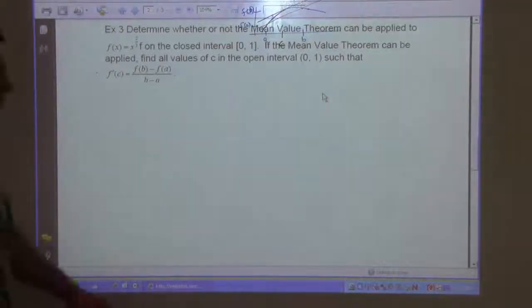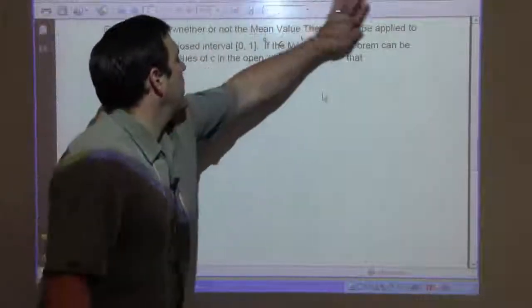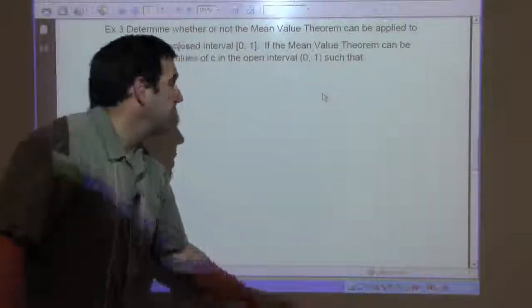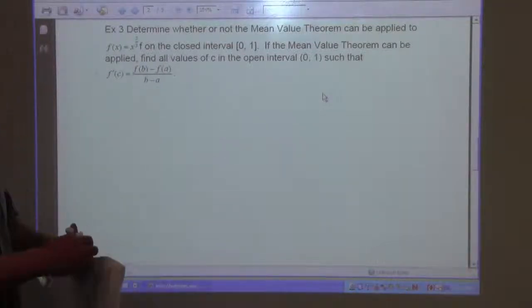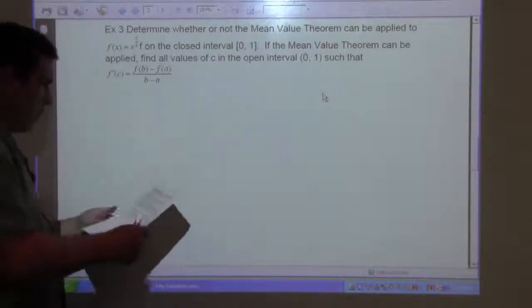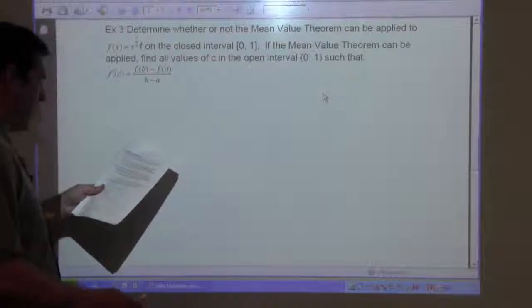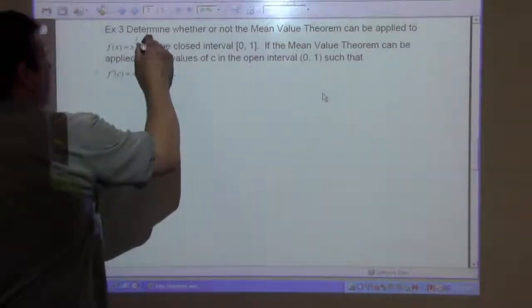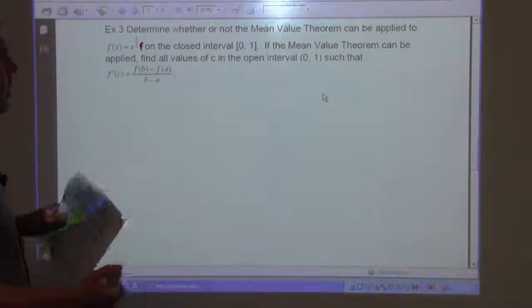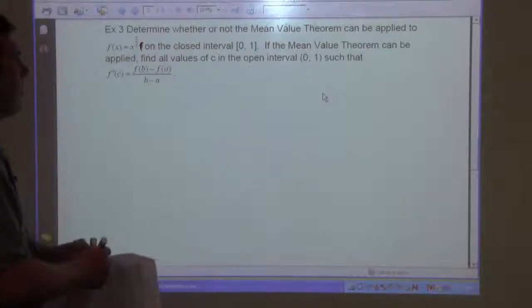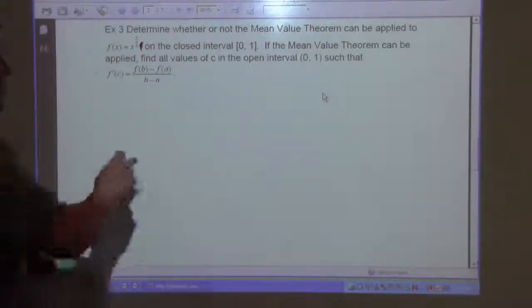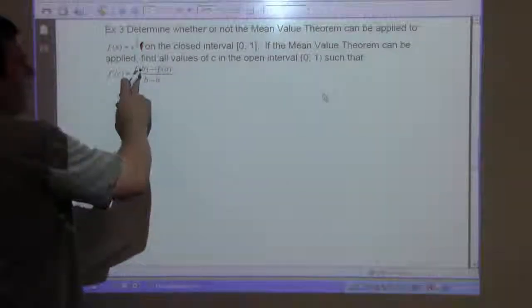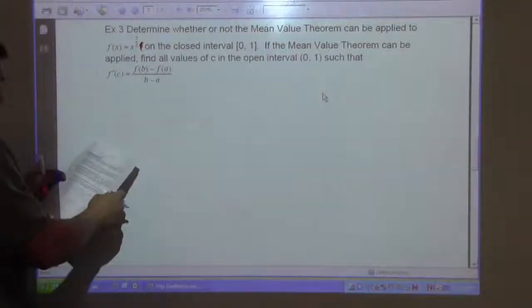Determine whether or not the mean value theorem can be applied to f of x equals x to the 2/3, on the closed interval from 0 to 1. If the mean value theorem can be applied, find all the values of c in the open interval 0, 1 such that f prime of c equals f of b minus f of a over b minus a.